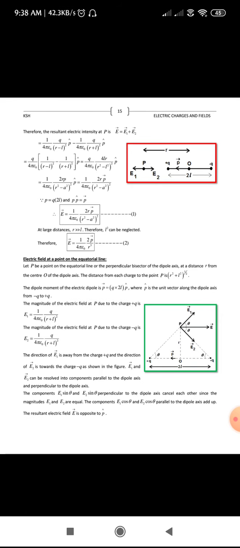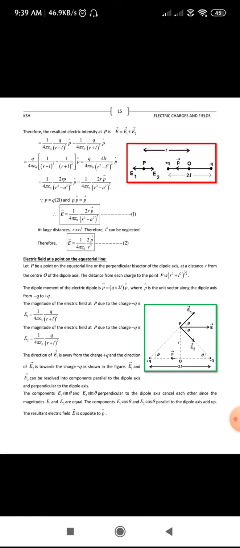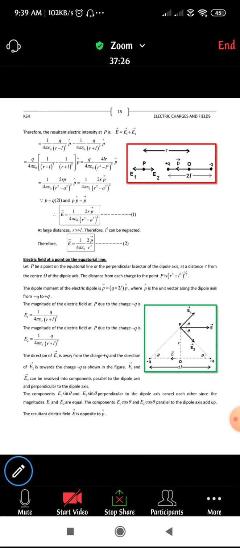Next you have the electric field at a point on the equatorial line. Even this question is for 5 marks. Either the axial line or the equatorial line will be asked, and any one will be asked for 5 marks. So both derivations, the axial line and the equatorial line, are very very important. If you have a doubt in this axial line, please let me know.